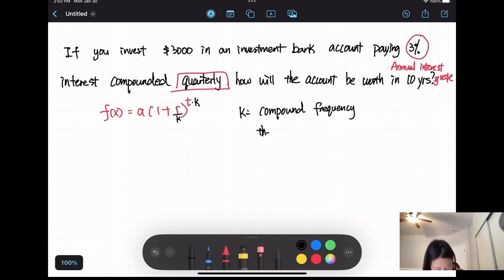Or the number of the compounding periods in 1 year.